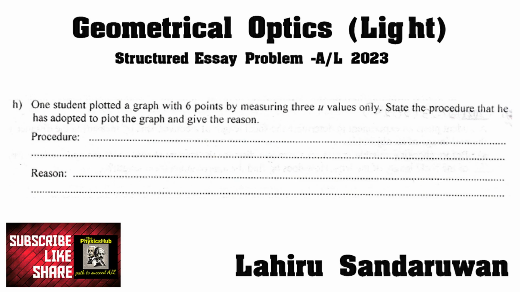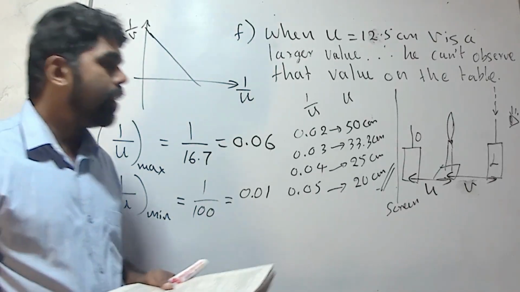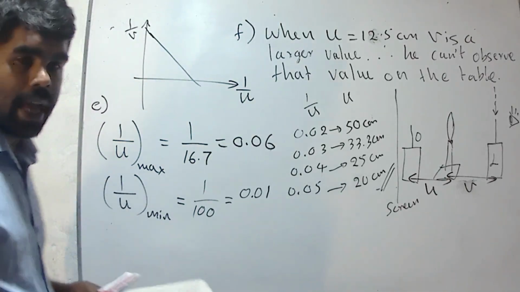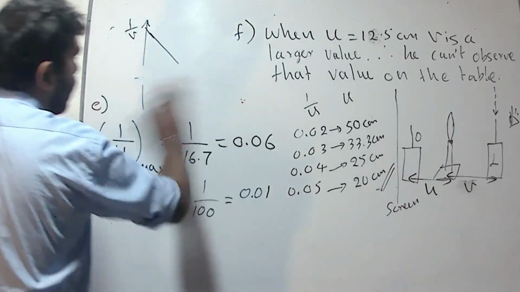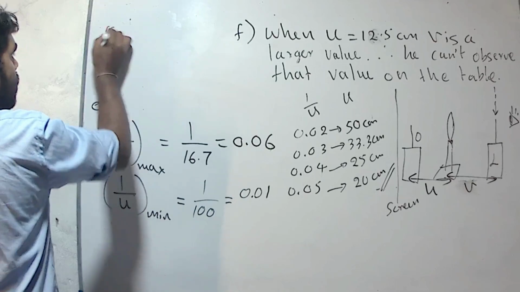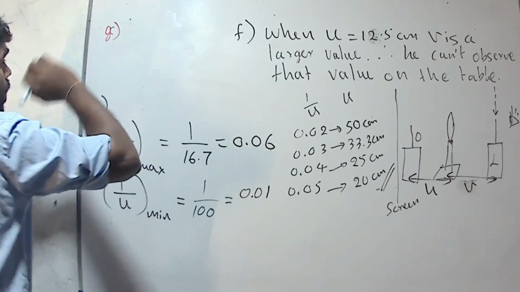The next one, part H, a student plotted the graph with 6 points by measuring 3 U values only. State the procedure that he has adopted to plot the graph and give reasons. We can interchange V and U values and get another 3 points. Then we can write the answer for part H.